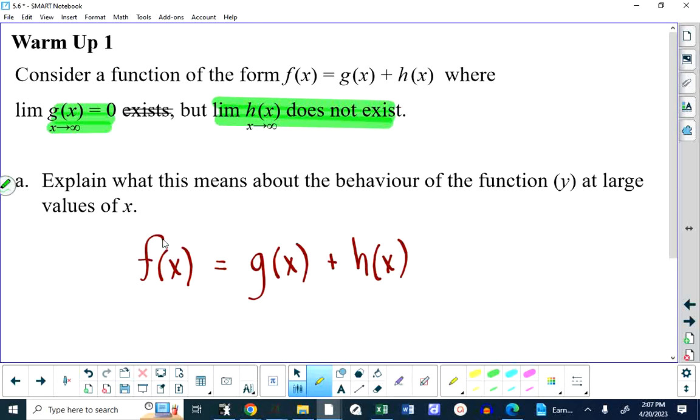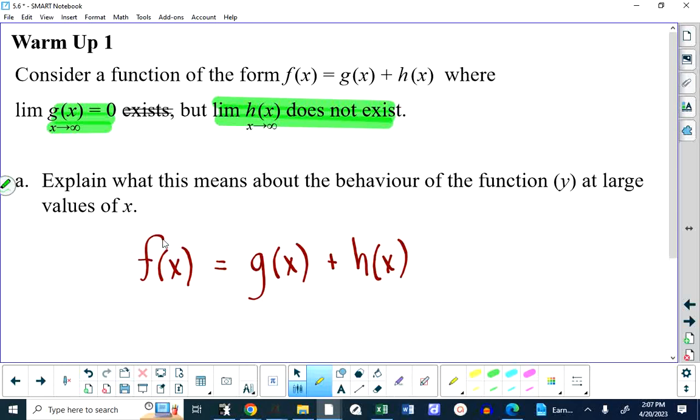Would the function f of x just not exist entirely? Because when you're adding the two functions, h of x doesn't exist, so then you can't add them at large values? I like what you've said there, because what you've said is entirely true with one exception. What you've said is, the function f of x will only exist if both functions exist. And then what you've said, and here's the mistake, is you've said g of x does not exist. G of x exists, it's just equal to 0.